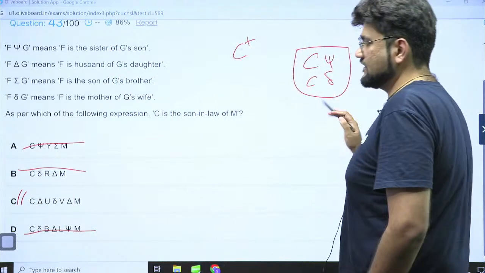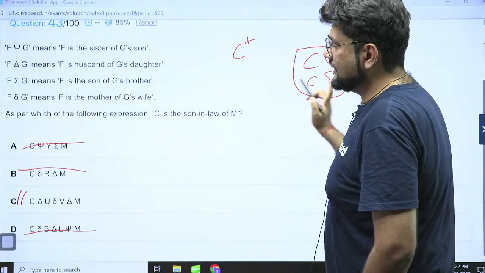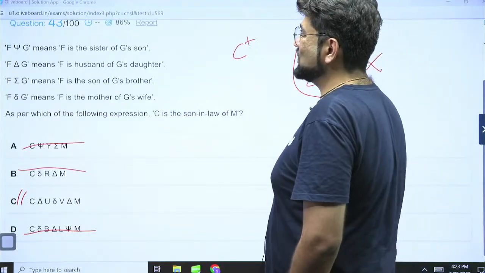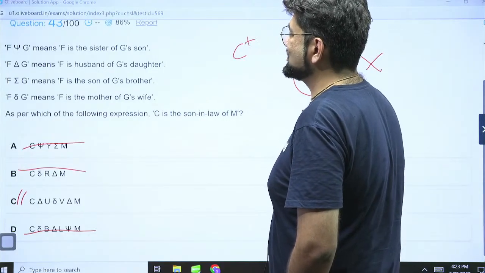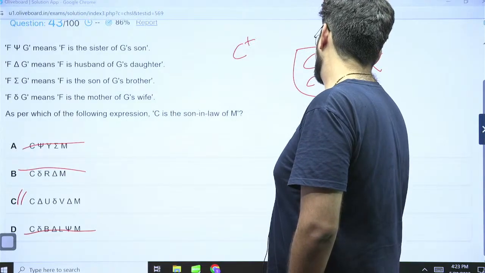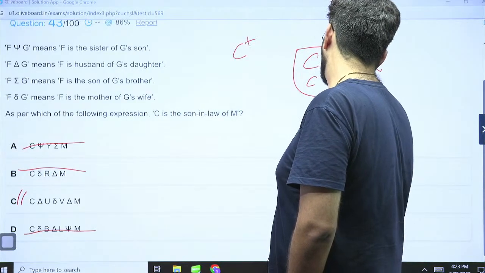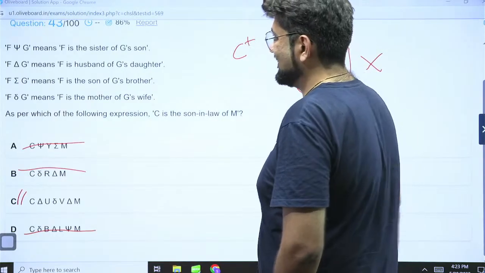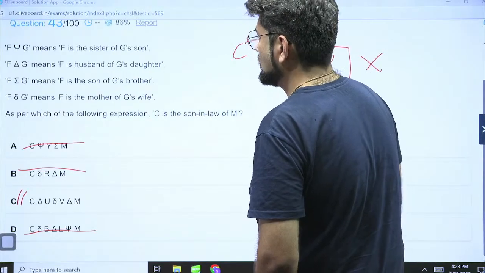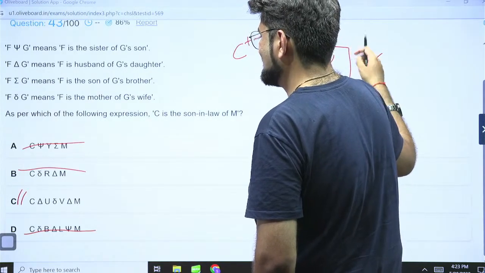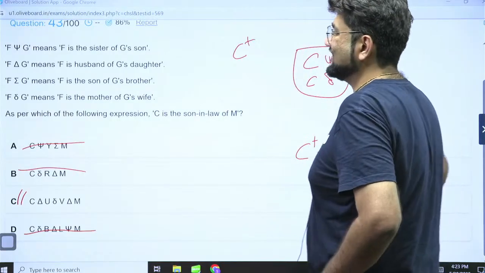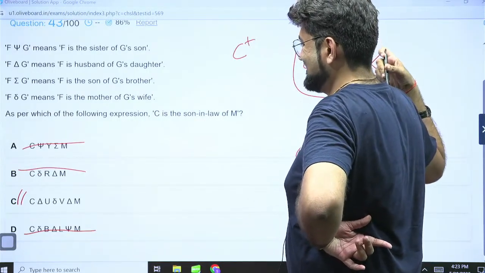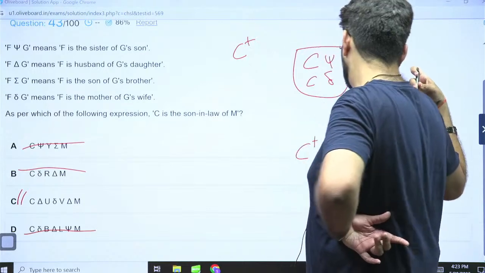Now still, for the sake of it, let's check it out, okay? In the exam, don't do that. You are lucky that you are getting this. C delta U means C is the husband of U's daughter. Okay? Sorry. What am I writing? Yeah, sorry, correct. U small delta V means U is the mother of V's wife.